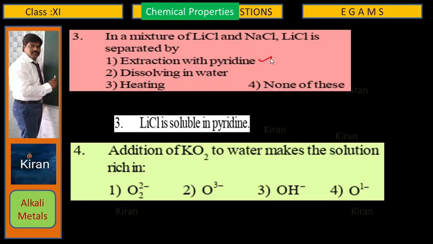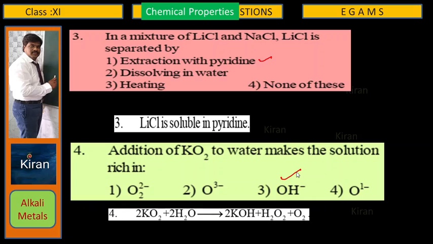Addition of KO2 to water makes the solution rich in which ions? When you add potassium peroxide to water, which ions will increase? Yes, hydroxide ions will increase. This is the equation: potassium peroxide, when you place it in water, gives potassium hydroxide, hydrogen peroxide and water.